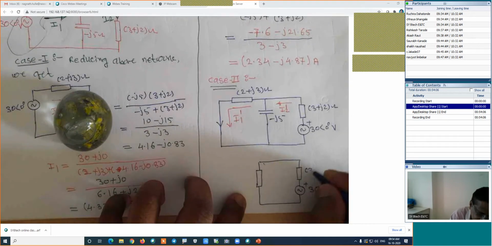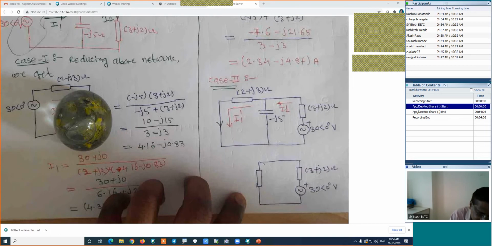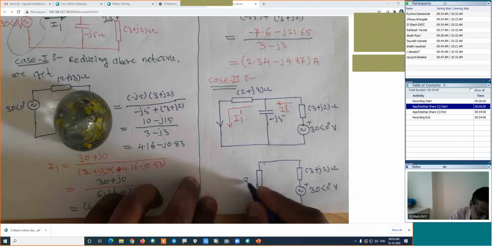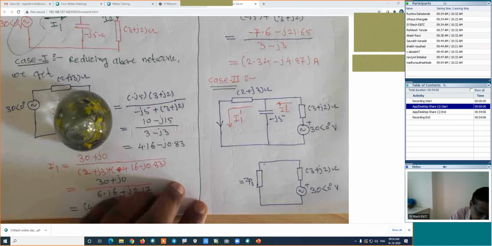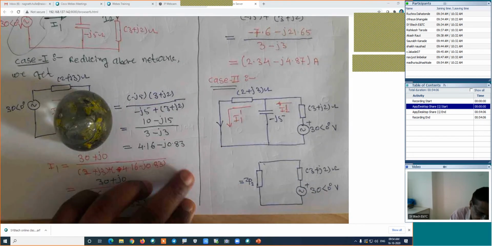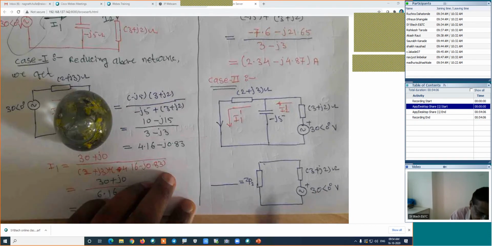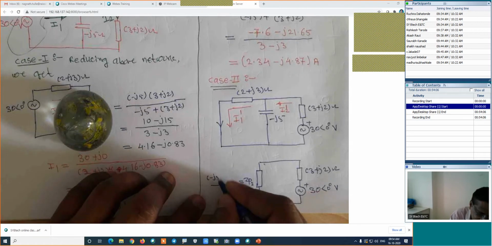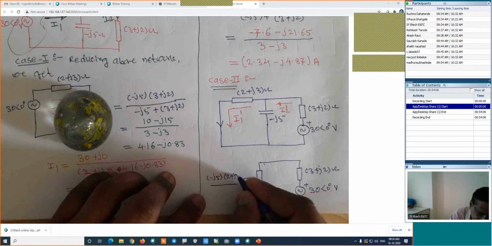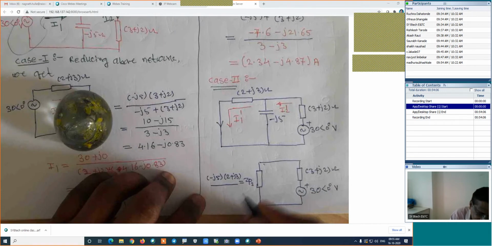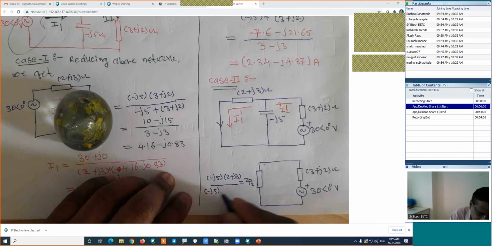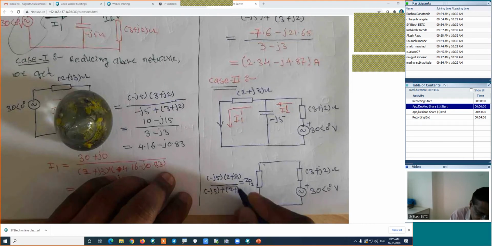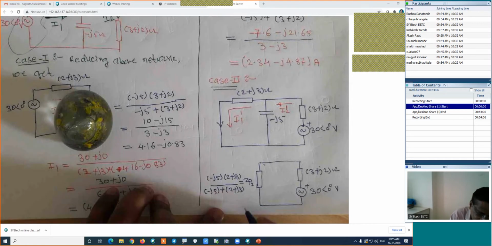This impedance is 3 plus J2 ohm, and I will name this value ZP2, that is the parallel combination in the second case, which is the combination of these two. If I am finding that value, what is the formula? Z1 into Z2 divided by Z1 plus Z2. Minus J5 into 2 plus J3 is the numerator for this calculation, and the denominator will be minus J5 plus 2 plus J3. I will work out this calculation and find the value of ZP2.